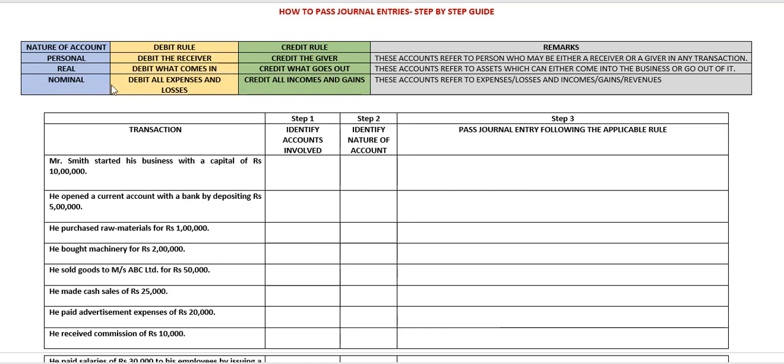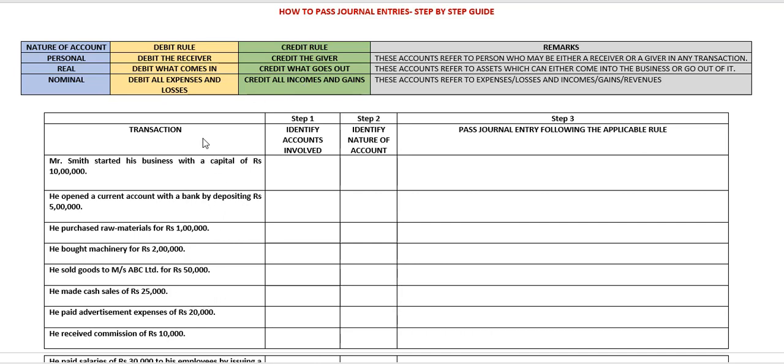So the third category is nominal account. As we understand that these accounts refer to expenses or losses and incomes, gains and revenues. So we will debit an account if it is an expense or loss, and we will credit it if it is an income or gain. So the rule goes like debit all expenses and losses and credit all incomes and gains. Incomes here also includes revenues, so we will talk about revenue later. So let's go to these transactions.